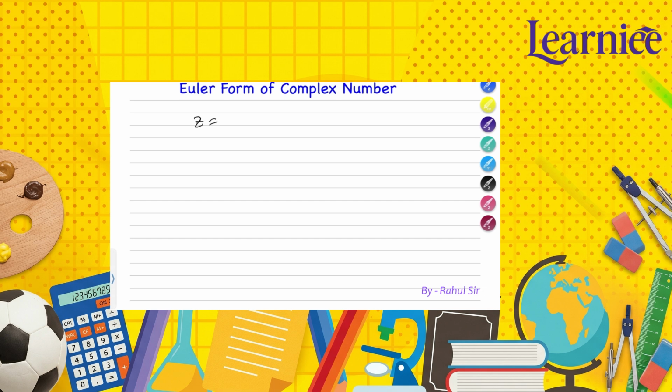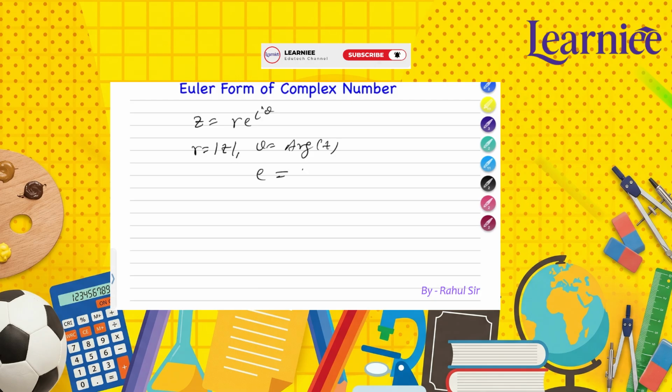So z is equal to, let's say, r e to the power i theta. This is the Euler form of the complex number. Here r is the modulus of the complex number and theta is the argument of the complex number. Here e is called the Euler number, having an approximate value of 2.71, just like pi has an approximate value of 3.14. This is a kind of irrational number. Just like pi is an irrational number, in the same way e is also an irrational number.